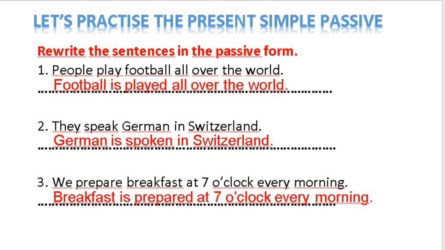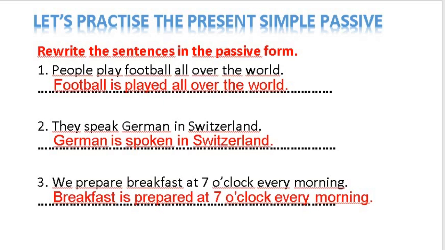Now let's ask this question. What do they speak in Switzerland? German. So German is the object of our sentence. We have to put it at the beginning of our sentence. So German plus the verb to be, am, is, are, and the past participle of the verb, which is spoken. German is spoken in Switzerland. This is the passive form of our sentence.